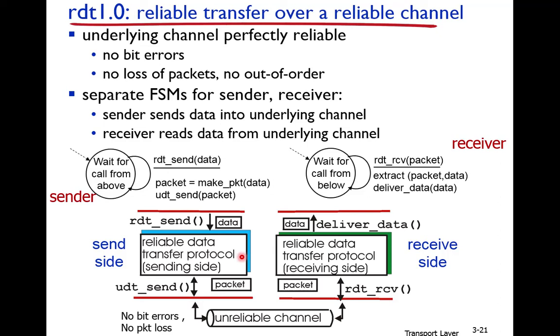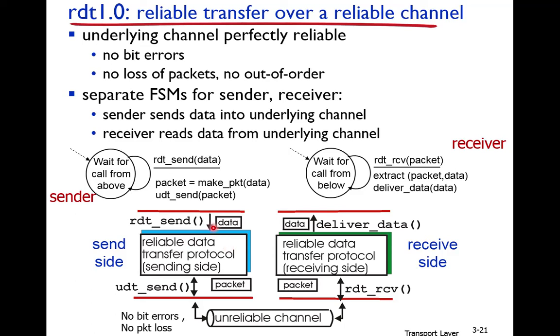So what should the transport layer do? In this case, the transport layer takes the data from the application and divides the data into packets, and then sends it to the unreliable channel through UDT send. But the underlying channel is reliable, there is no bit error, no packet loss, no out of order, so the data will be received reliably. So the transport layer just receives the data and gives the data to the application layer. In RDT 1.0, the transport layer should do nothing.